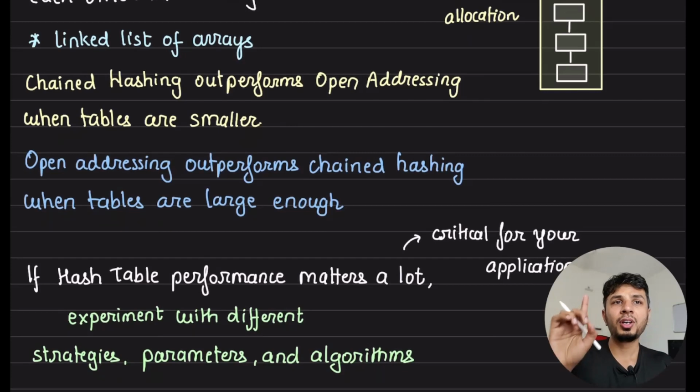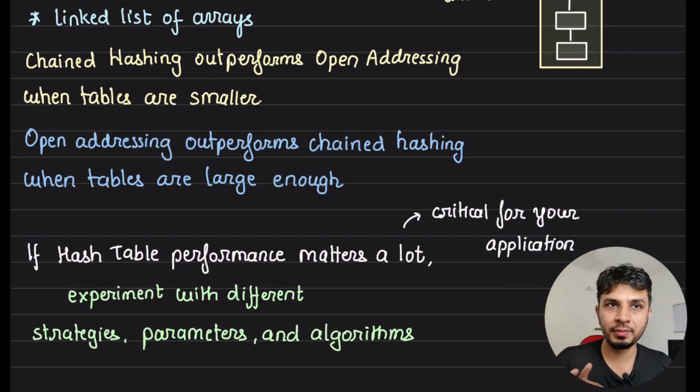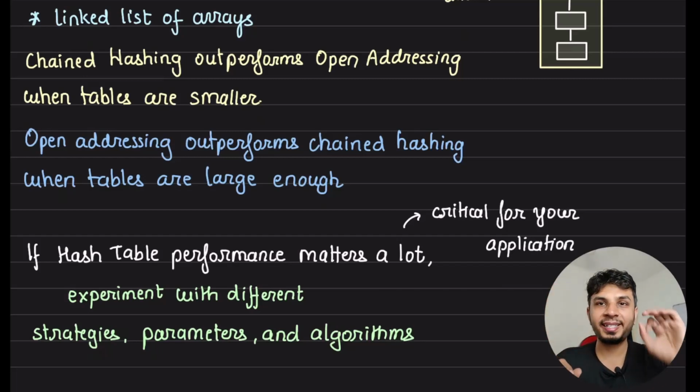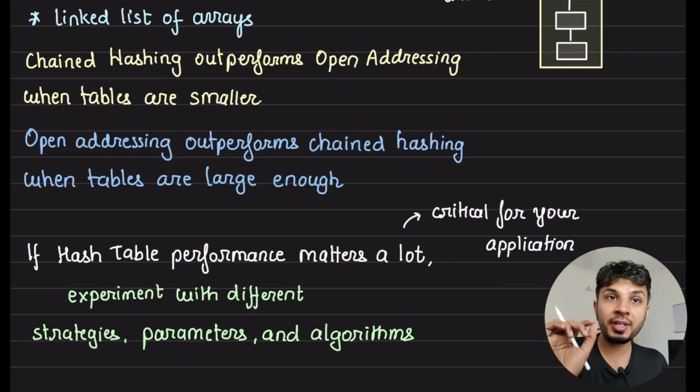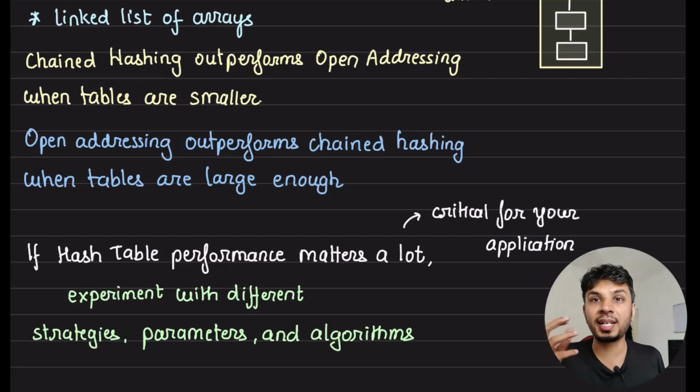Now, if hash table performance matters a lot for your use case, if it is very critical for your application, always remember to experiment with different strategies, parameters and algorithms for your workload and see how it performs. And surely for a small use case, for a trivial web application, you might think it's overkill. But if it's very critical for your hash tables to be performant, you have to tune, you have to experiment, you have to try out different strategies, parameters and algorithms to get the best, because that is the most critical part of your application.